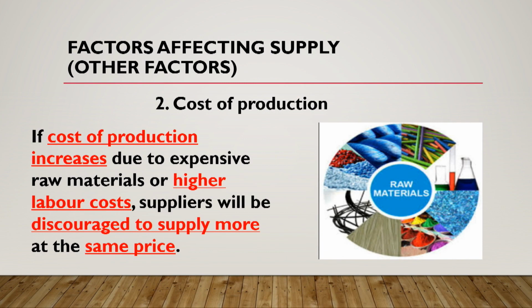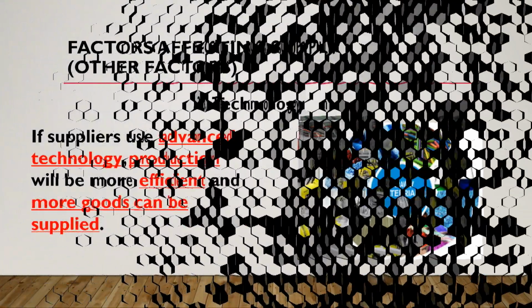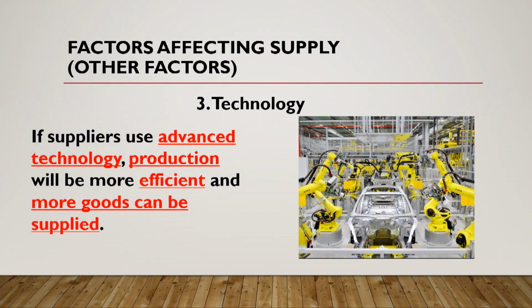Other factors. Cost of production. If cost of production increases due to expensive raw materials or higher labor cost, suppliers will be discouraged to supply more at the same price. Technology. If suppliers use advanced technology, production will be more efficient and more goods can be supplied.